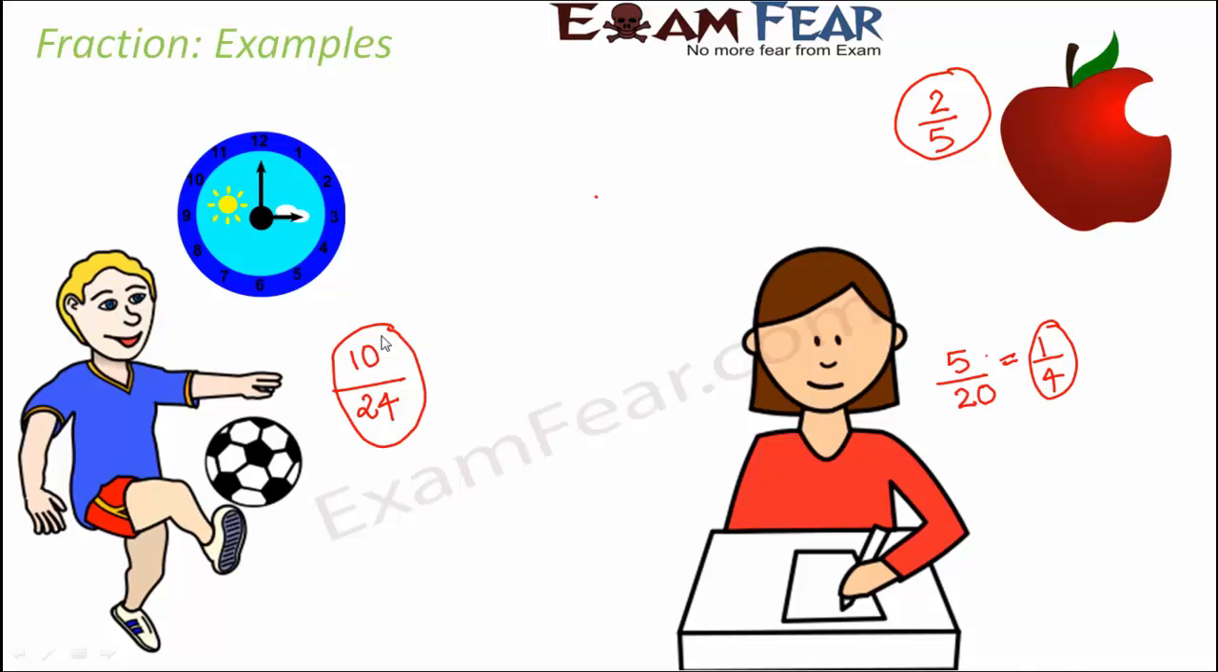So these are all examples of fraction, and everywhere you see it is a ratio of two integers such that the denominator is not zero. And also everywhere you see that fraction is actually telling what part of the total, like how much hours of the total day, or how much part of the apple, or how much part of the question paper. So fraction always answers how much of the total.